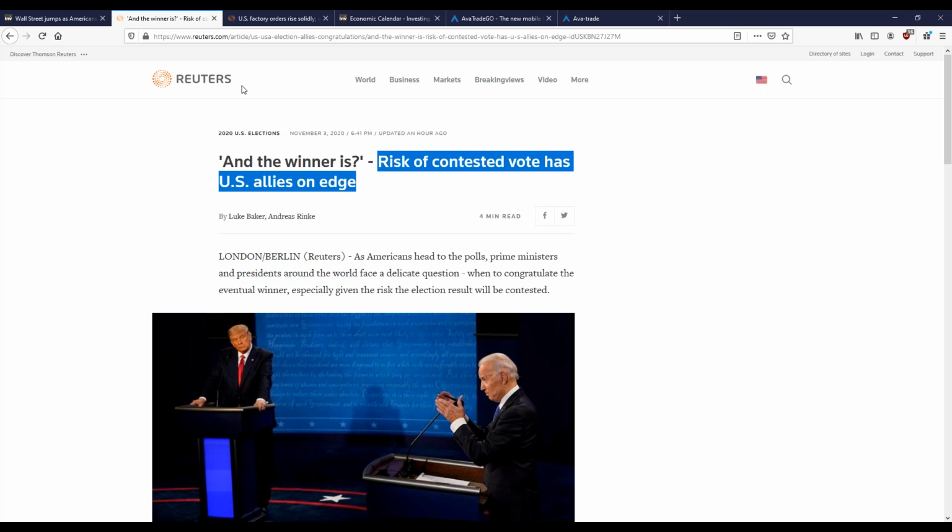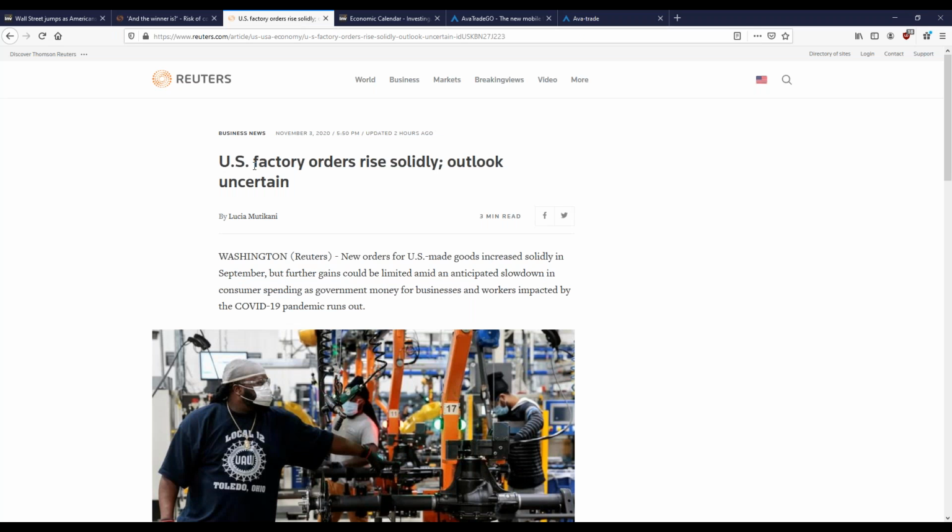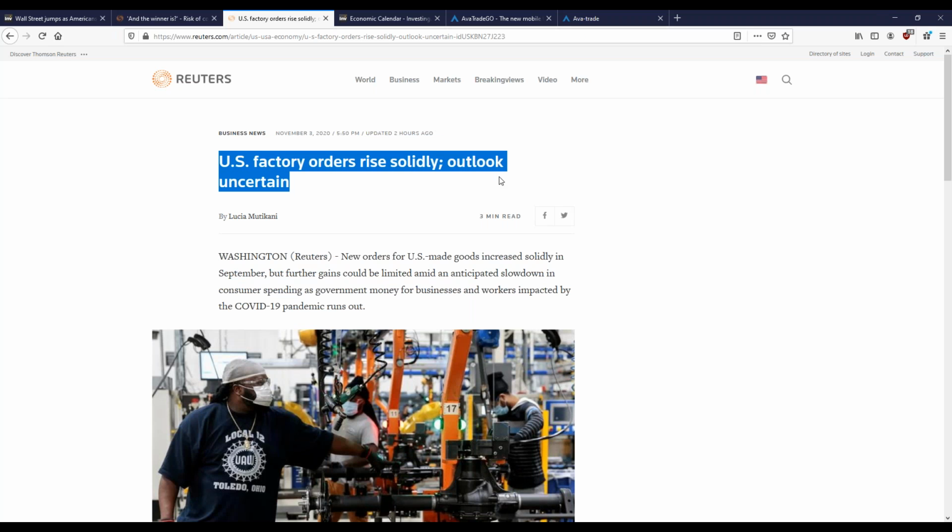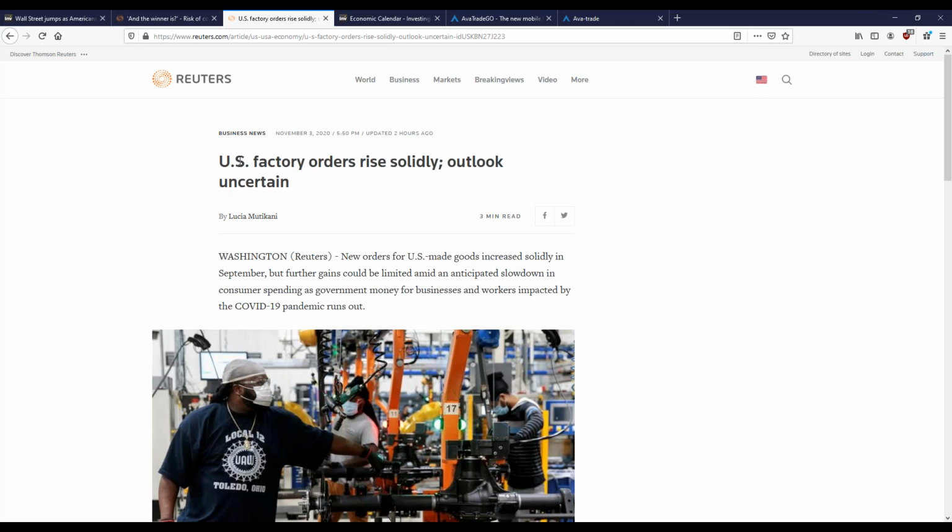Okay, so some fear about a contested election. U.S. factory orders rise solidly. That's positive news again today. All right, they rise solidly. The outlook is uncertain because the election is uncertain, and U.S. policy, therefore, then is uncertain moving forward.